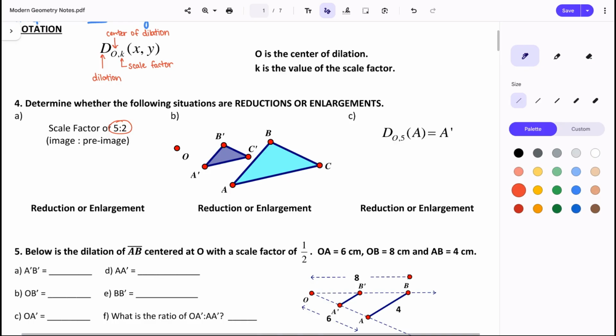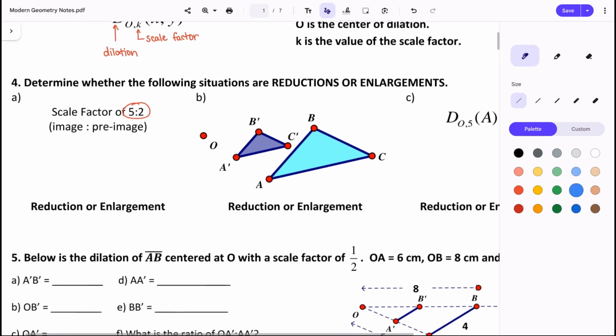And then underneath it, it says image to pre-image. They're trying to tell you something with those words about what came first, what came last, or what was the original, what was the new shape. Does anyone have an idea or a guess on if they think this would be a reduction or an enlargement? Reduction. A reduction? Do you know why? The second, the purple shape has like the marks on it.